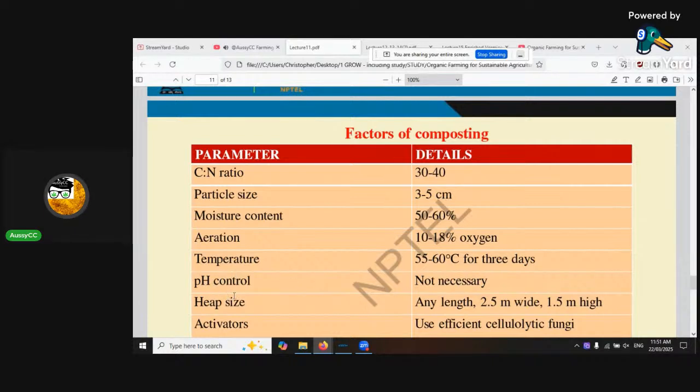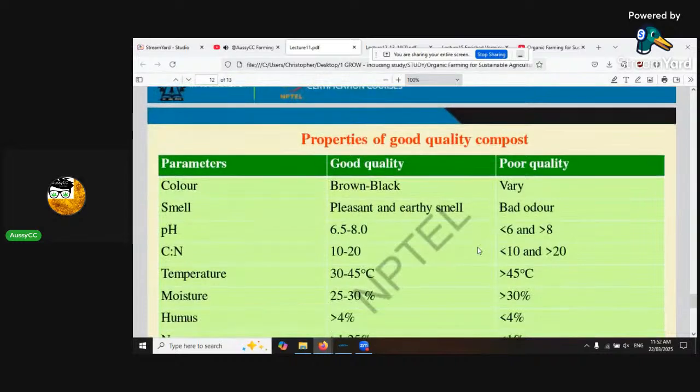pH control is not necessary. Heap size, any length, 2.5 meters wide and 1.5 meters high. The reason why it's not that size, like why wouldn't you put it massive? Because those people that make heaps that are giant, in the middle has no oxygen. So they're still doing a compost, but they're doing an anaerobic compost. So that's why you do it. Activators use effective cellulolytic fungi or bacteria that produce cellulase or hemicellulase.